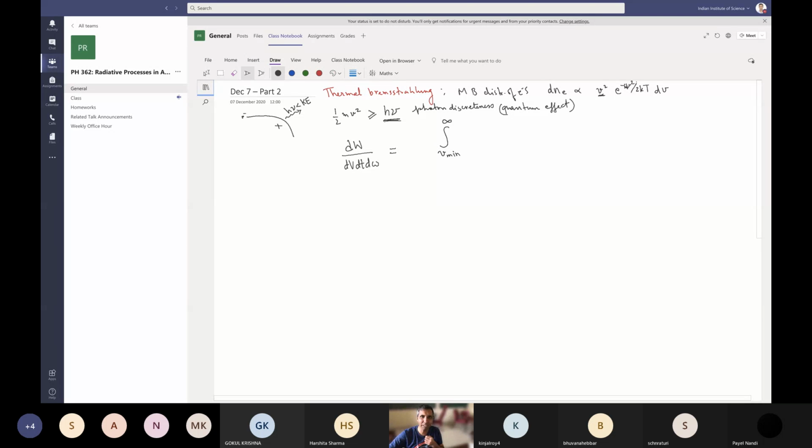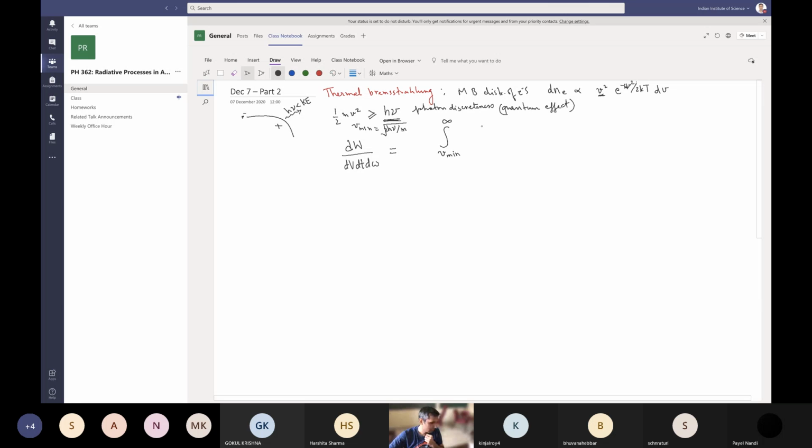So basically, what is v min? v min is equal to root of twice h nu by m. If you have particles with velocity or speed less than v min, they cannot create photons of frequency nu, because their kinetic energy is less than the photon energy. So this integral must be cut off at the low value of velocities.